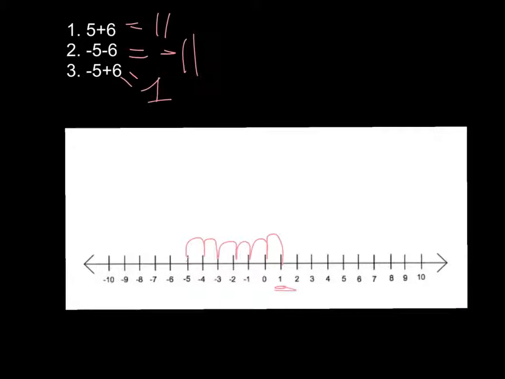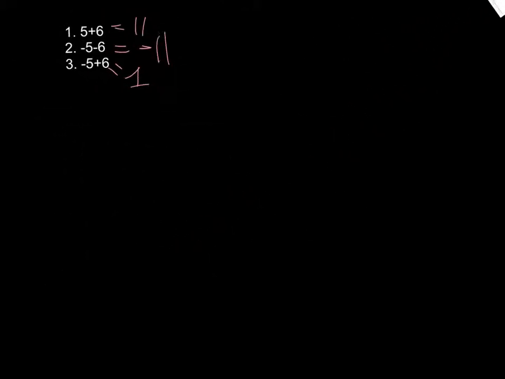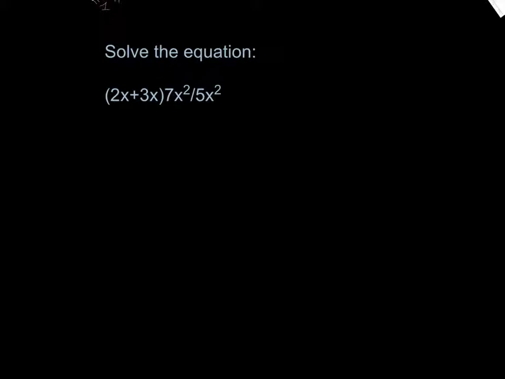Now let's move on to order of operations. Welcome guys, and now let's solve this equation: 2x plus 3x times 7x squared divided by 5x squared. We are going to use PEMDAS: parentheses, exponents, multiplication, division, addition, subtraction. Now that you know these steps to solve this equation, let's start.